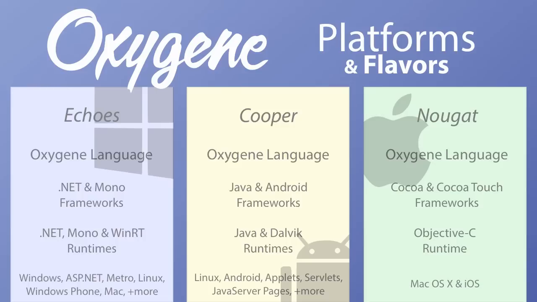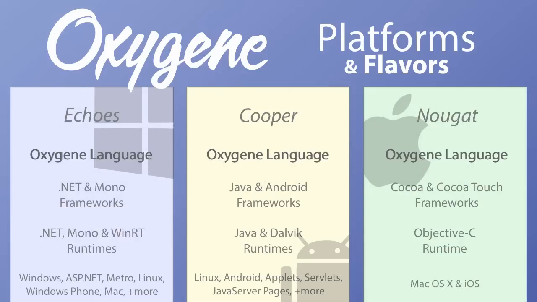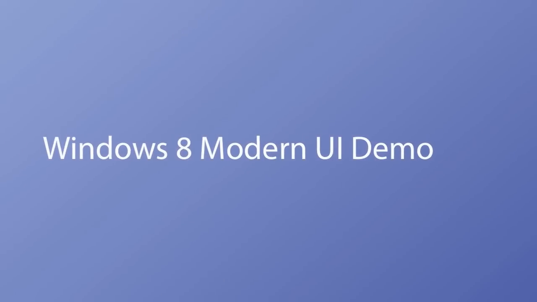All three flavors of Oxygen use the same Oxygen language. That means the code can be shared between these different platforms against these different frameworks. And now for a quick look at a few of the things you can do with each of the different flavors of Oxygen.